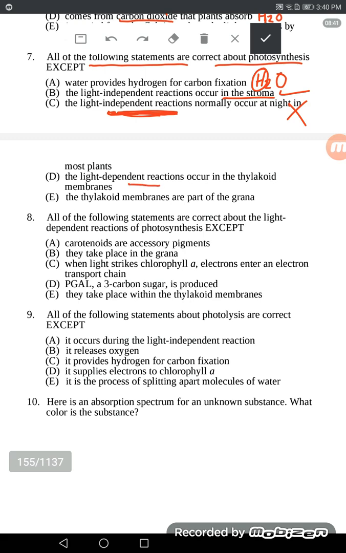The light-dependent reaction occurs in the thylakoid membranes. Yes, this is true. As I explained in the previous video, the light-dependent reaction occurs in the thylakoid, in the granum or grana, all are true. The thylakoid membranes are part of the grana. Yes, they are true. So the answer for question 7 will be C.